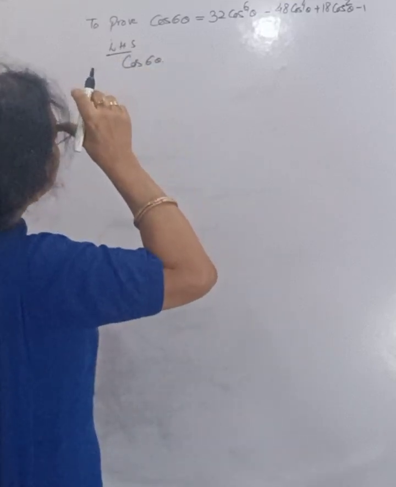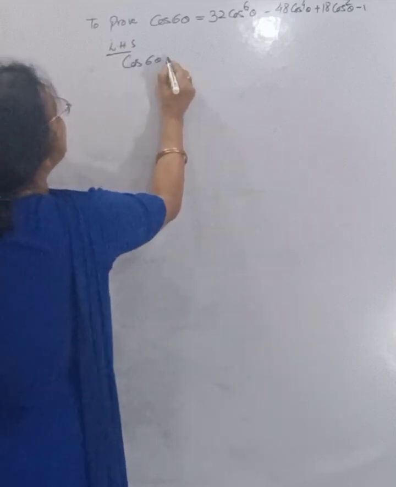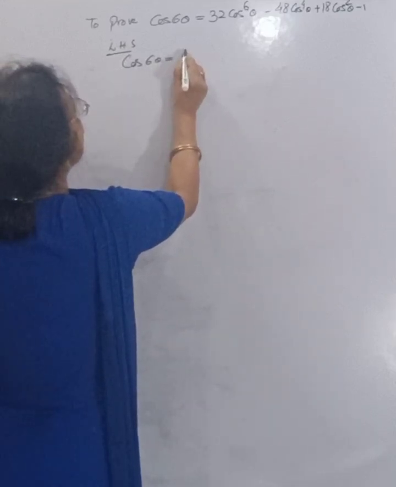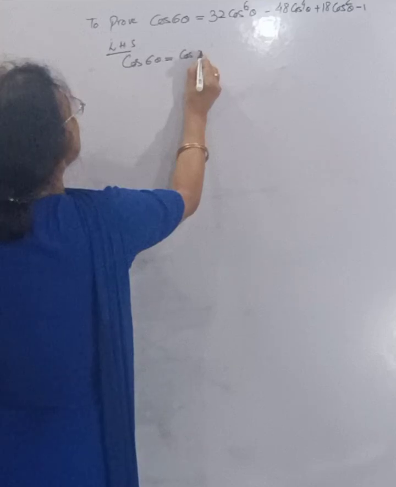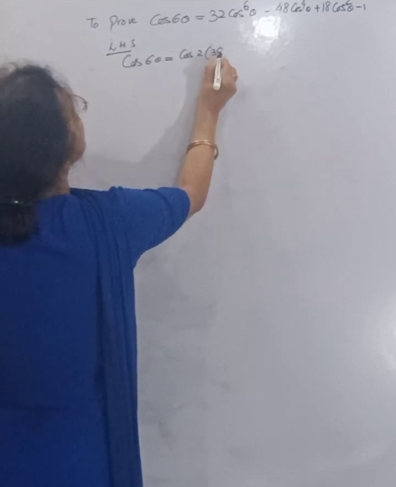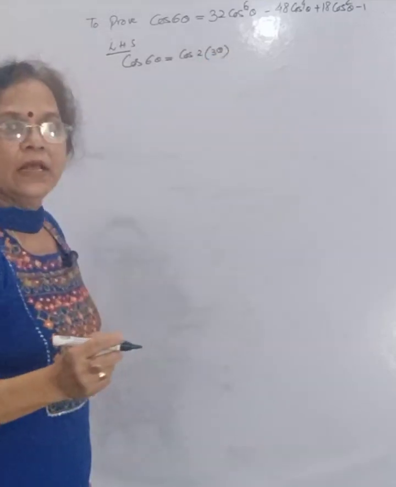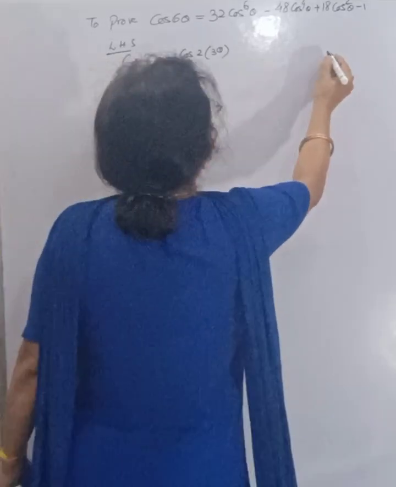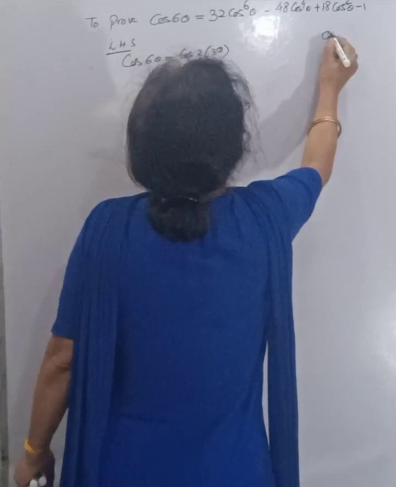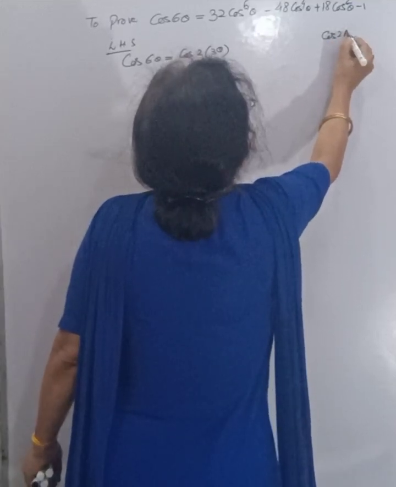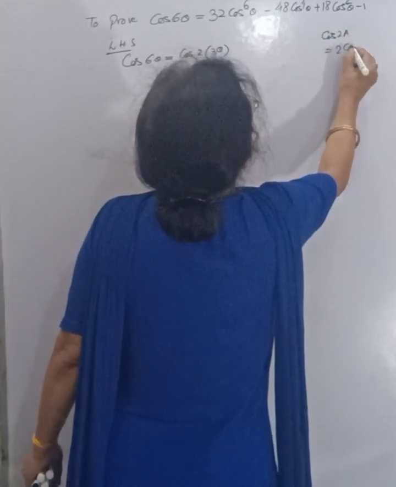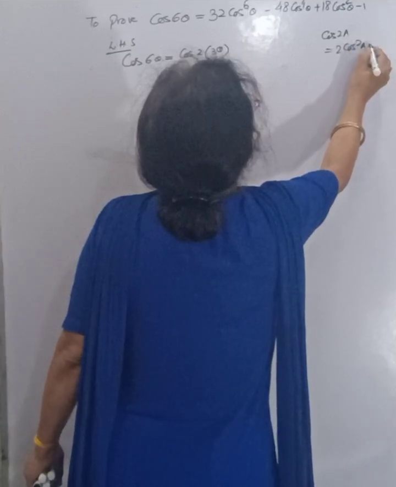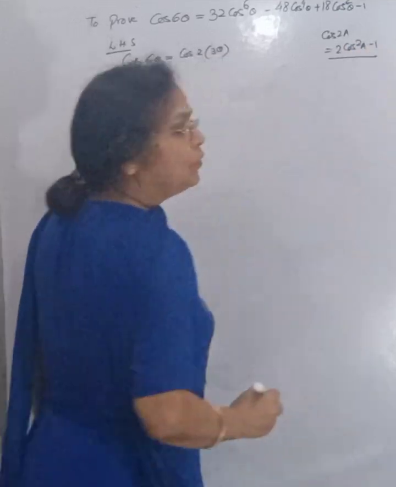Left hand side is cos of 6 theta. This can be written as cos of double of 3 theta. It means the formula of cos of 2A can be applied. Cos of 2A is equal to 2 cos square A minus 1. This is well known to us.